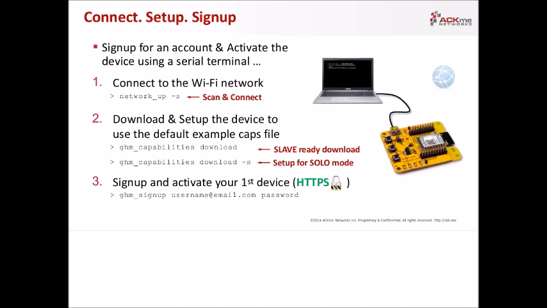And obviously after that you need to sign up. Now there's a sign up command for your first device. If you already have an account, then there's an activate call that allows you to just add a new device to your existing account, and I will show you that also. So very simple there, a three-step process: connect, set up your device with capabilities, and then sign up or activate.